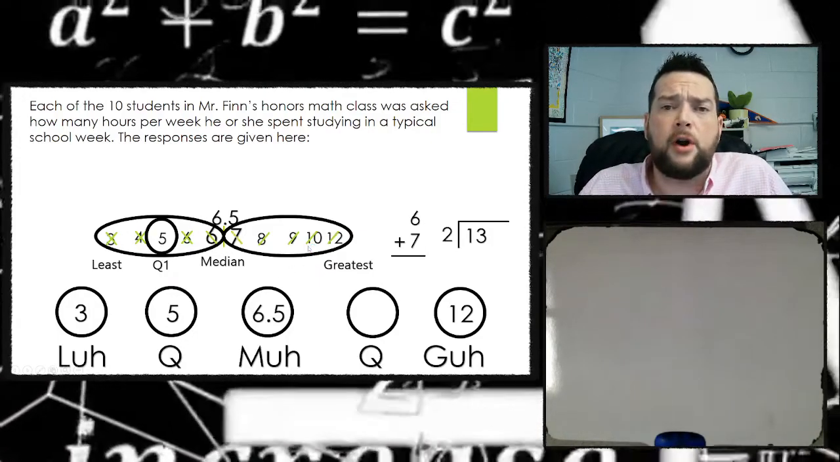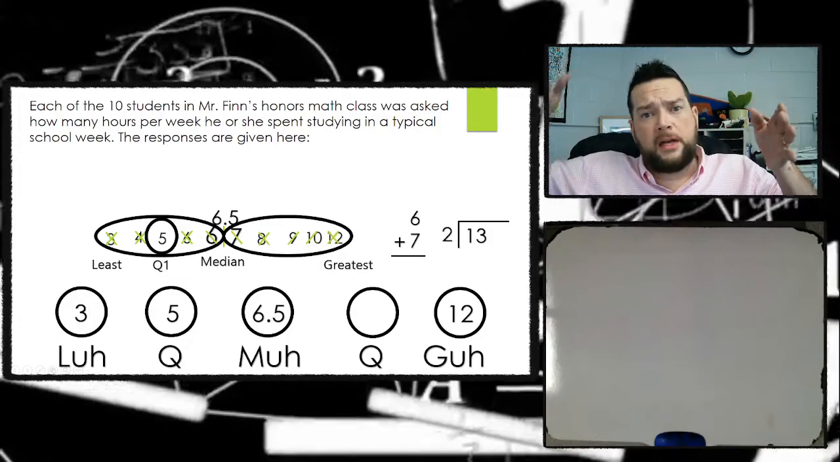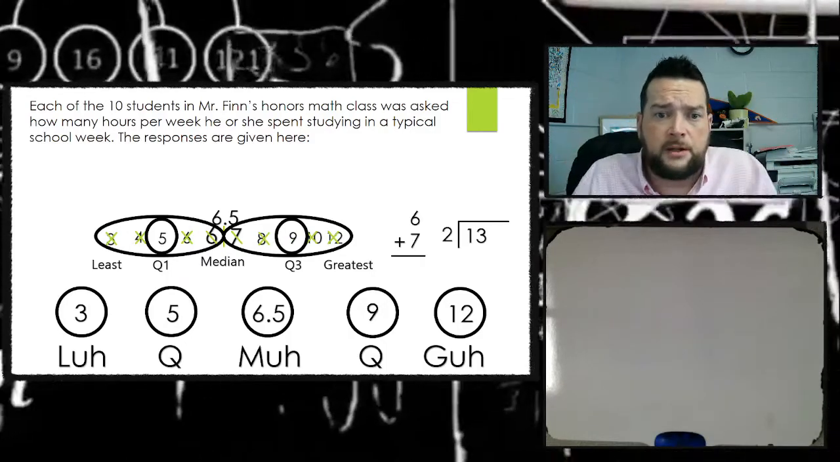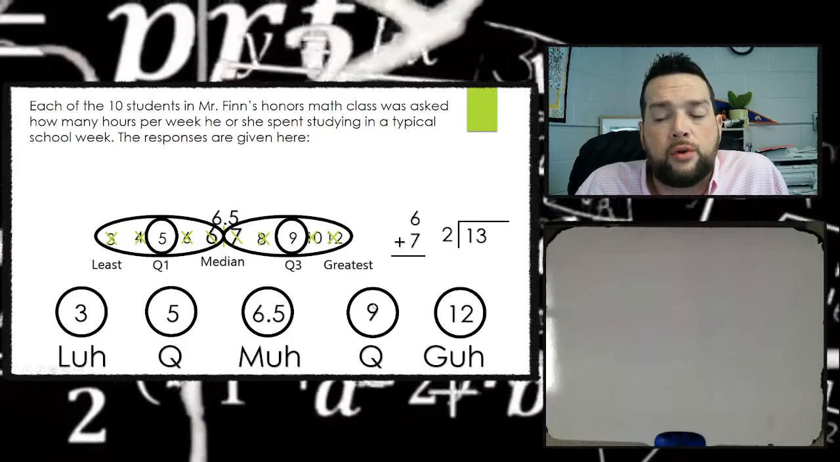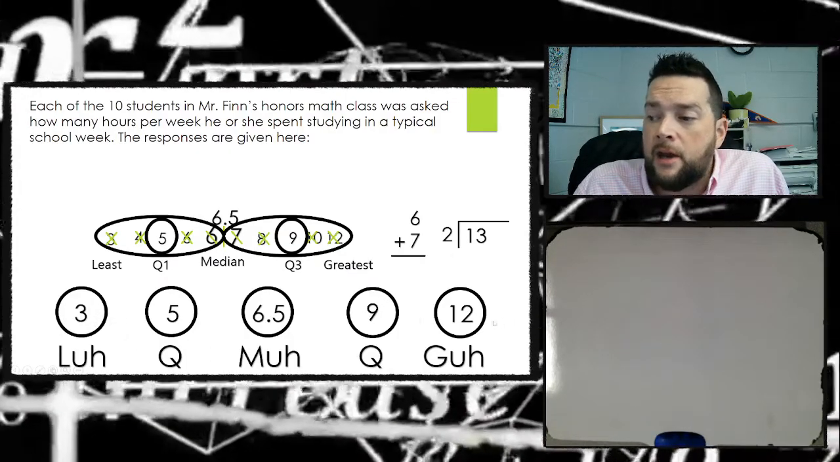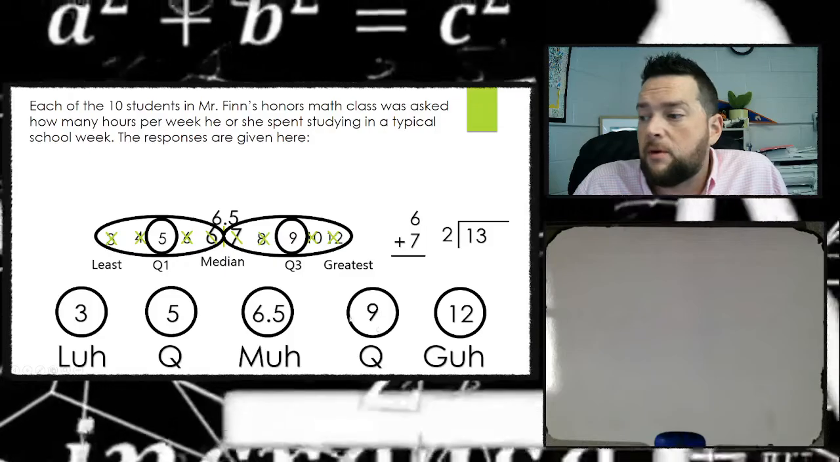And then you can do the same process to the upper half. Scratch the first and last, the next first and last, and then you can come down to the middle number in the upper half as well, and that's going to be your Q3. All right, so the five-number summary in this case is 3, 5, 6.5, 9, and 12.